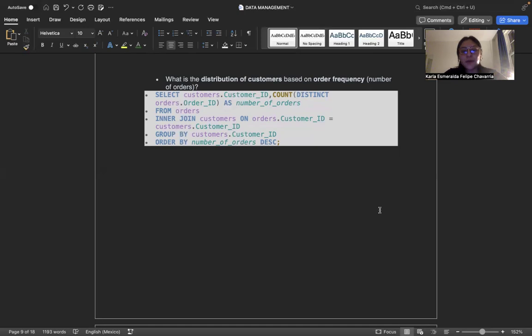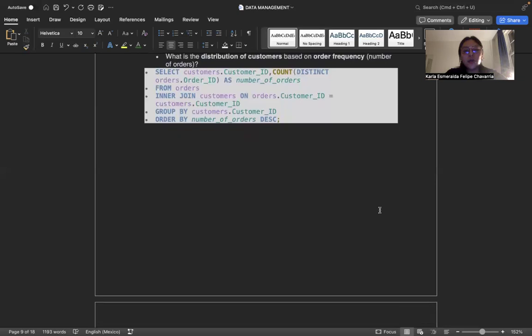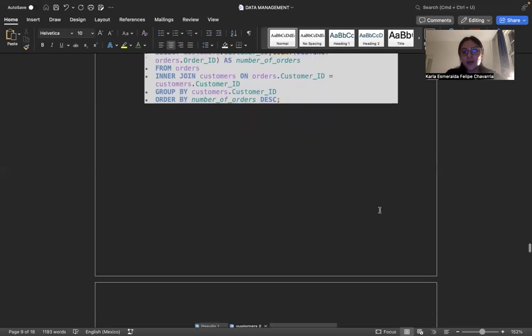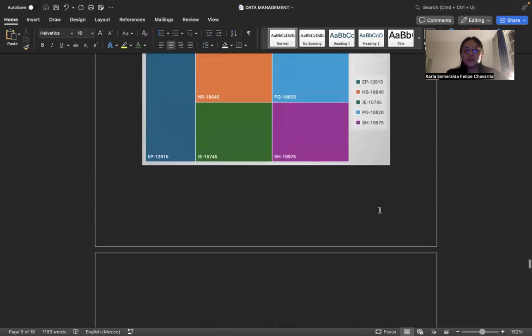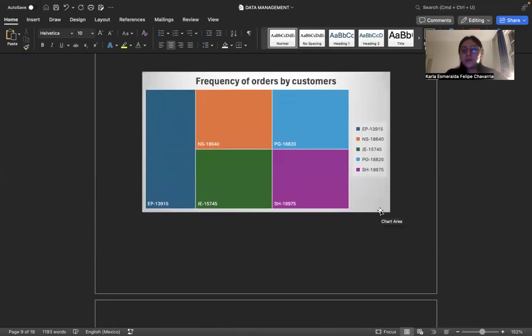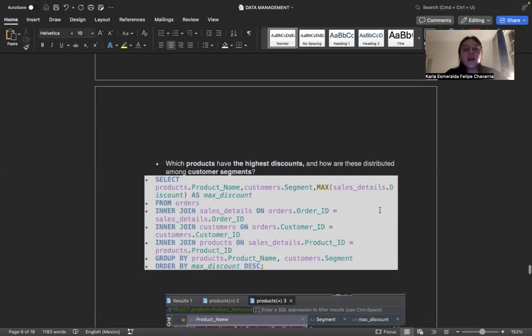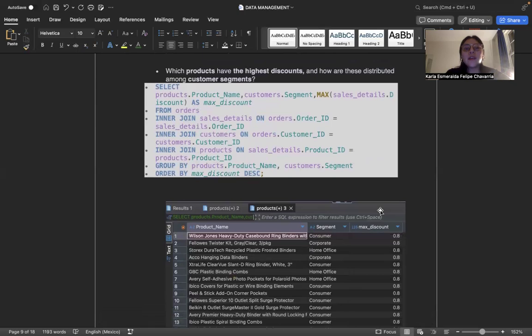So we have to use distinct to only see what we want to see, the frequency per customer, and the inner join and group by that it's by the customer ID that it's requesting the question. And a chart, more visual than just a bar chart. So that's why. And then which products have the highest discounts and how are these distributed among the customer segments?